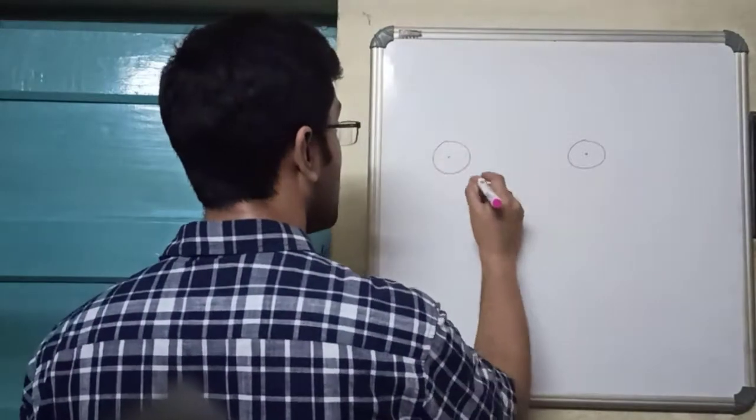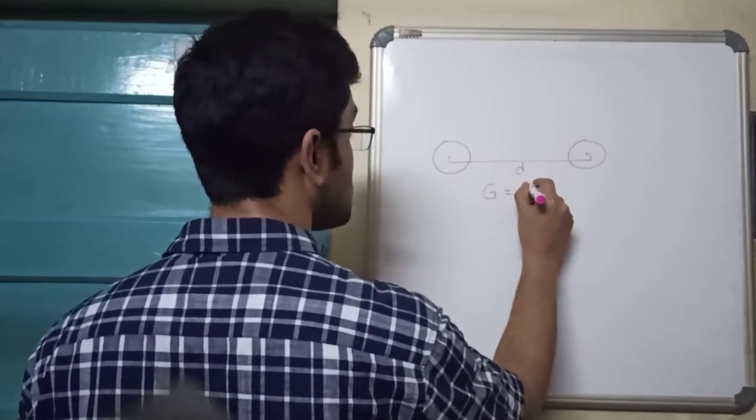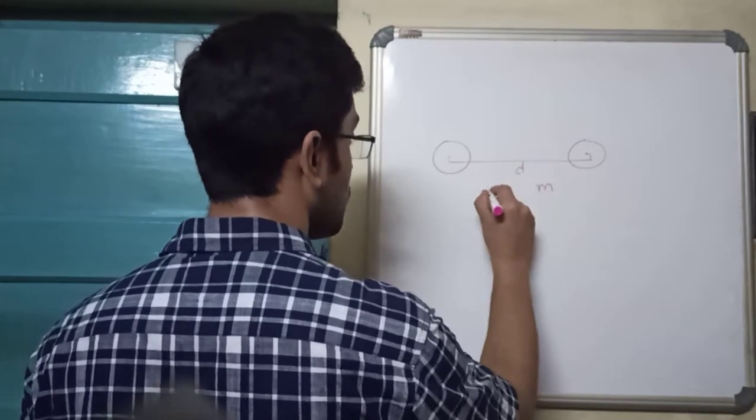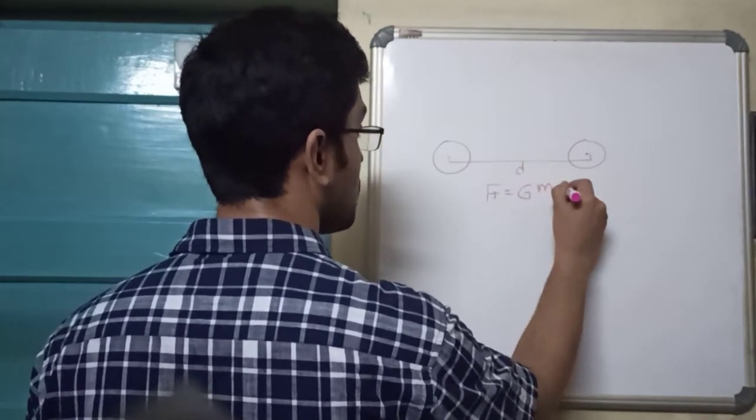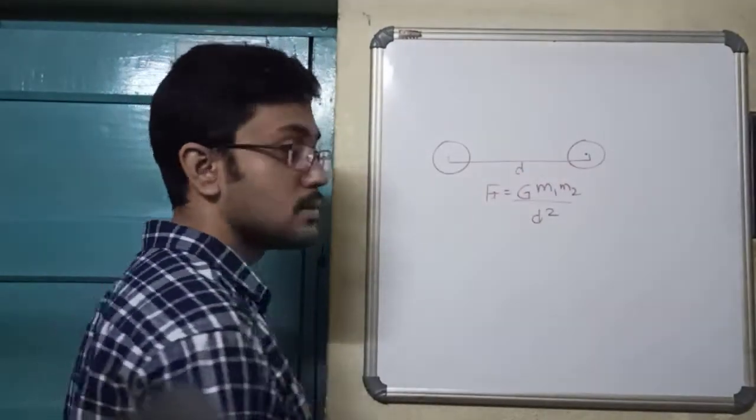So when we write that we find out what is the distance between them, d, then in that case force is simply G times the two masses concentrated at the 2 points divided by whatever is the distance squared.